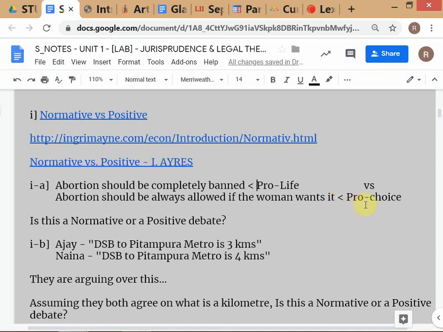And pro-choice means the woman should have the choice. Whether or not there should be an abortion should be the woman's choice. The extreme forms of this view, not everybody has the extreme form, but on the one side the extreme form is no abortion at all, ever. And on the other side the extreme form view is that abortion can happen anytime, including after birth.